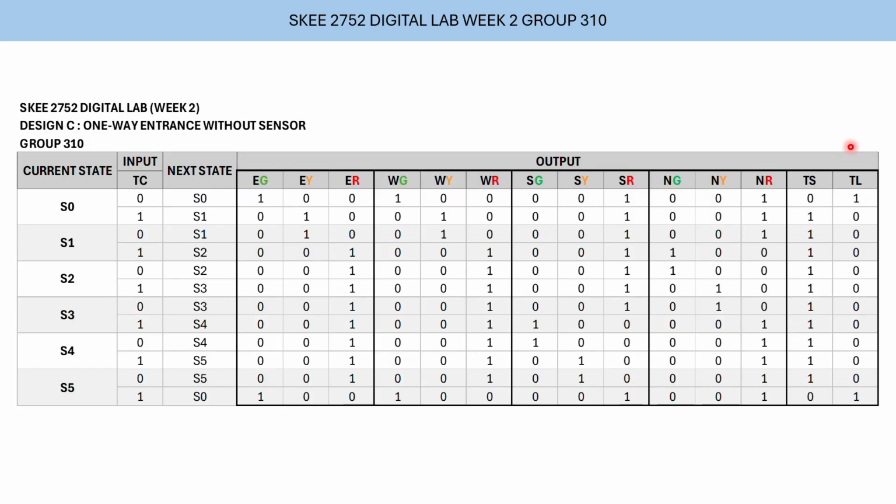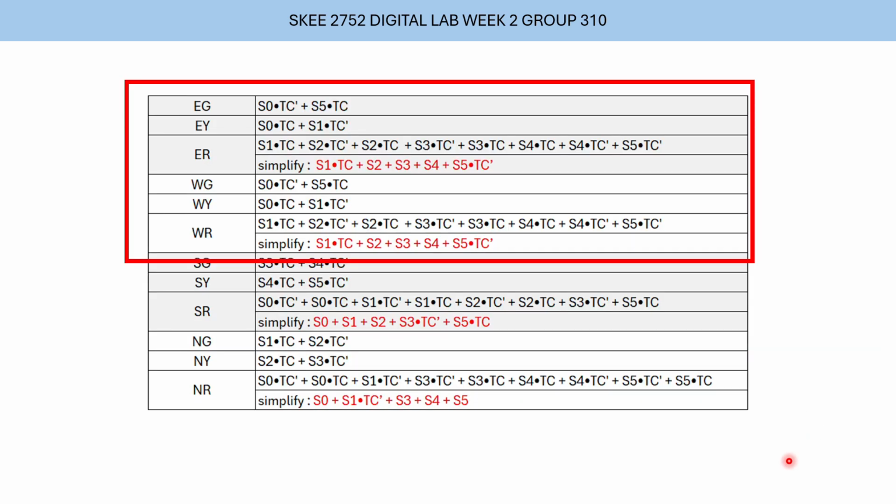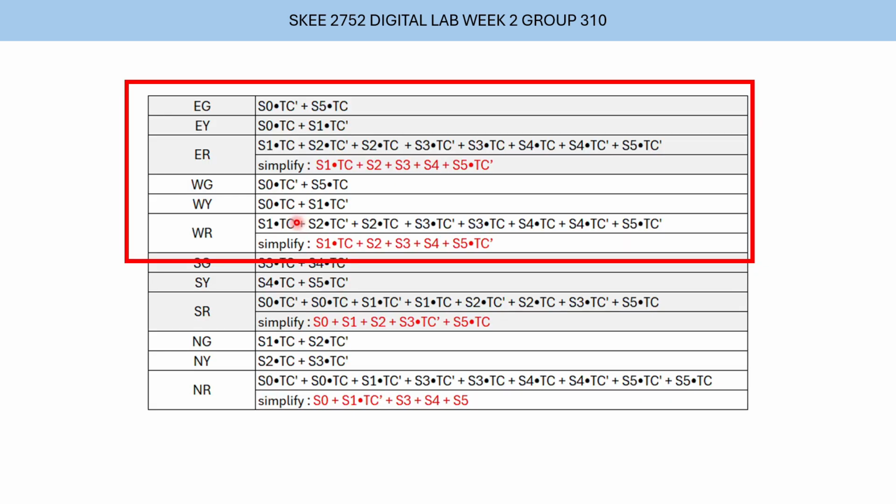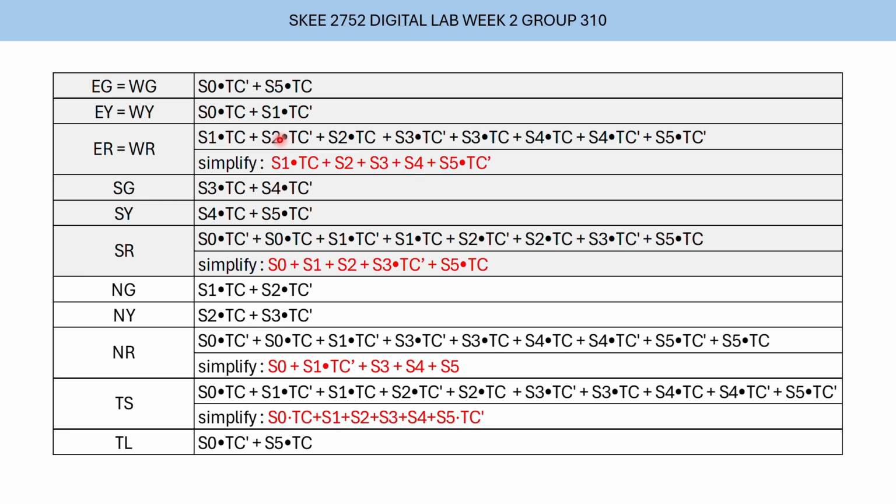So when we combine all the steps, this is the table we get. And so we can conclude this with an equation, for example, east green when state 0 did not receive signal TC and S5 receives signal TC. We also notice that east and west have the same output, so they can share the signal. So when the equation is too long, we can do simplification to simplify the equation.